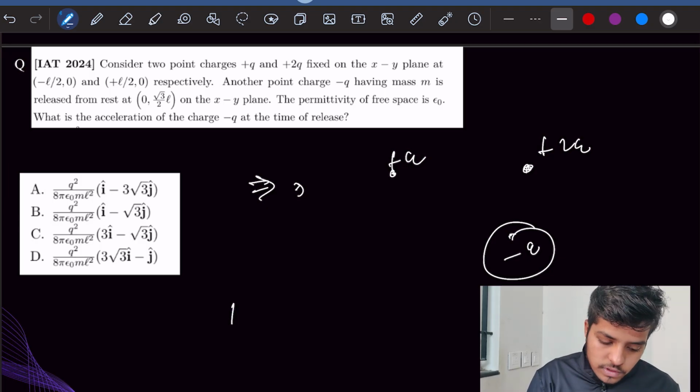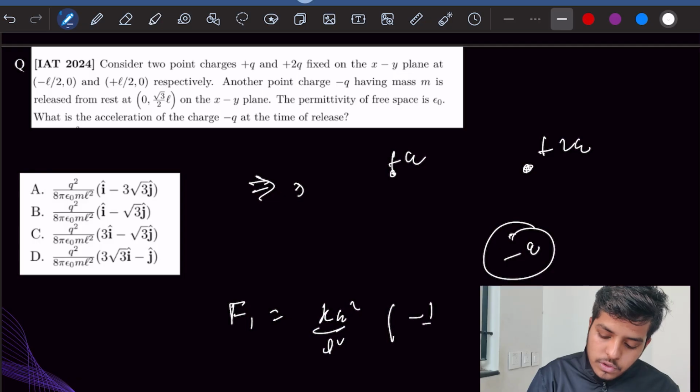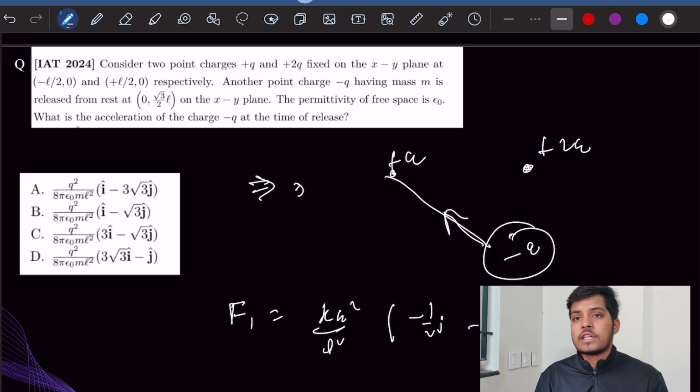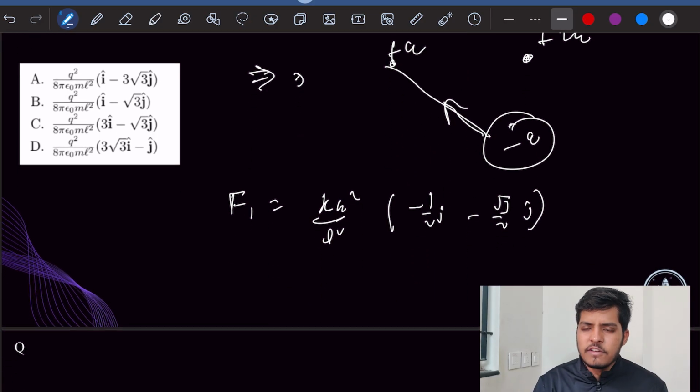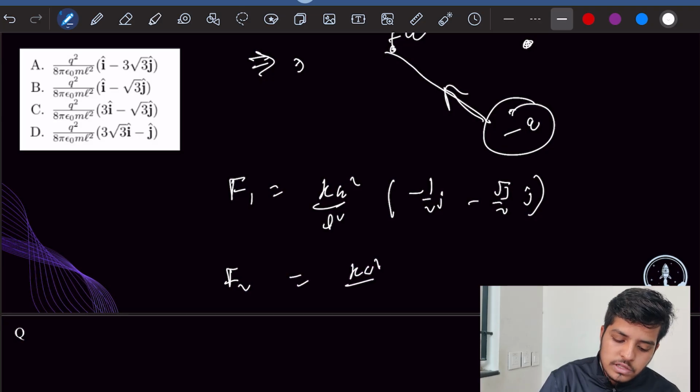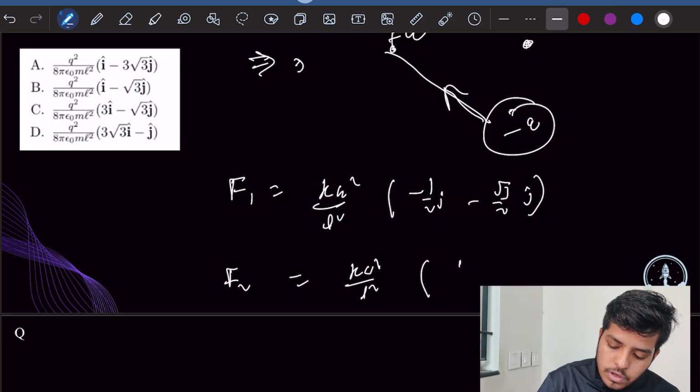So F1 equals KQ²/L² times (-1/2 i cap - √3/2 j cap). It will attract, because the charges are of opposite sign, it will attract each other, and F1 will be this vector. You can find it, it's an easy question. So F2 equals KQ²/L² times (1/2 i cap - √3/2 j cap).